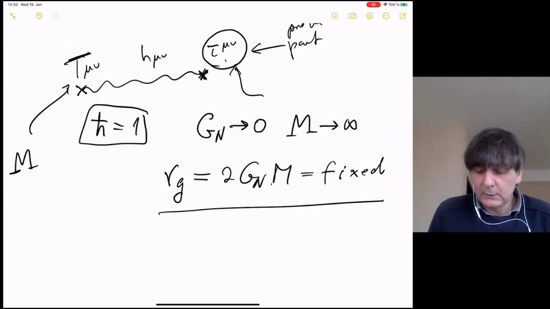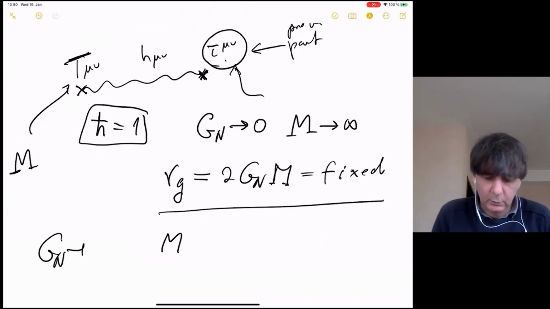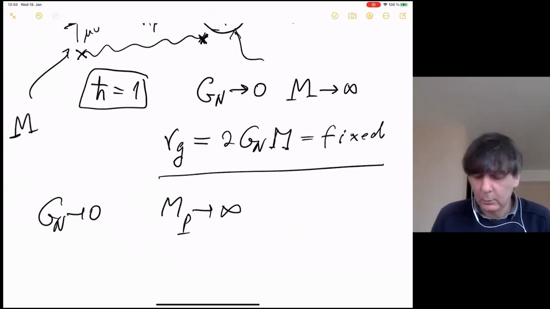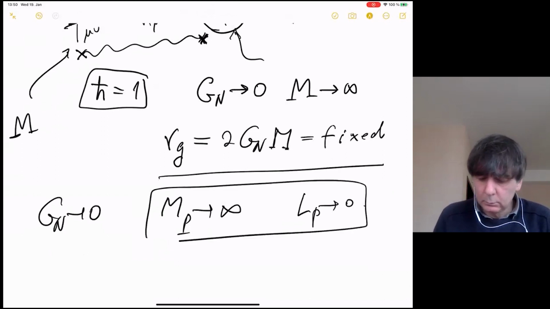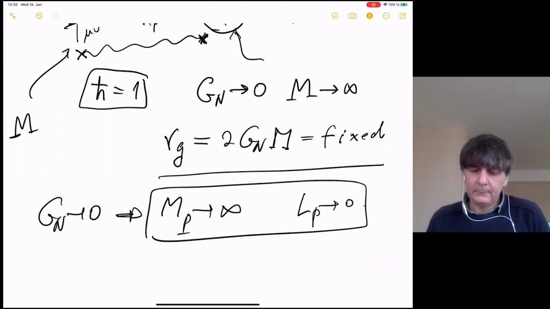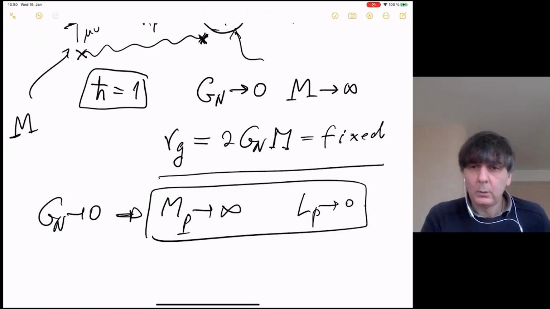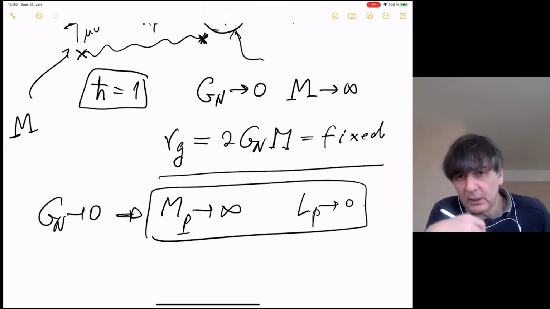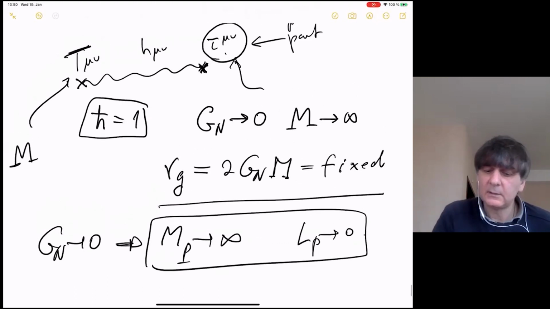Now, of course, as you can see, we have to pay the price. This limit also corresponds, equivalently, to G Newton going to 0 and the Planck mass going to infinity, which is the same thing as L Planck going to 0. So this is equivalent to this, right? And so in this limit, there is zero back reaction from particles. Now, the best understanding of black hole physics, and actually exact understanding of some aspects of black hole physics, is in this limit.